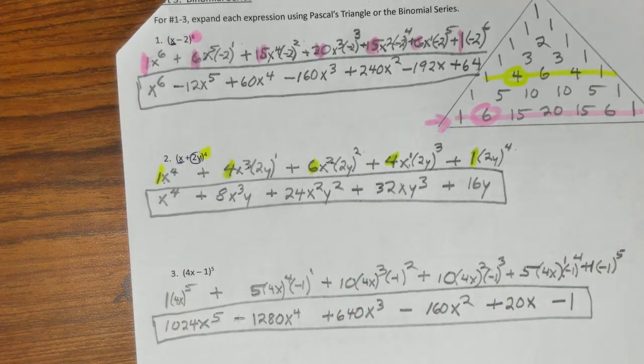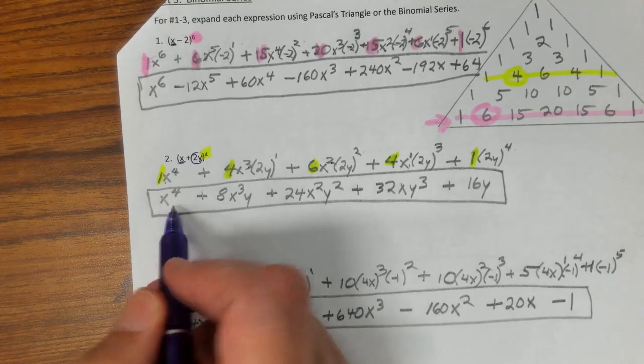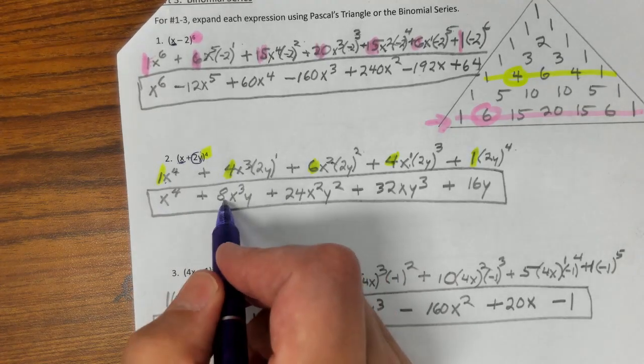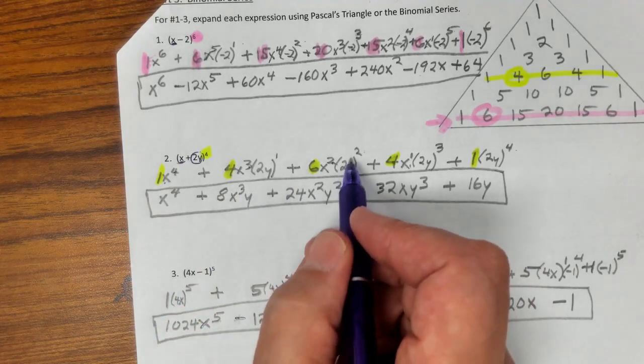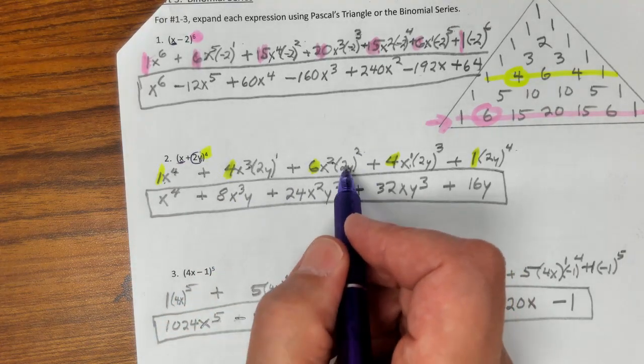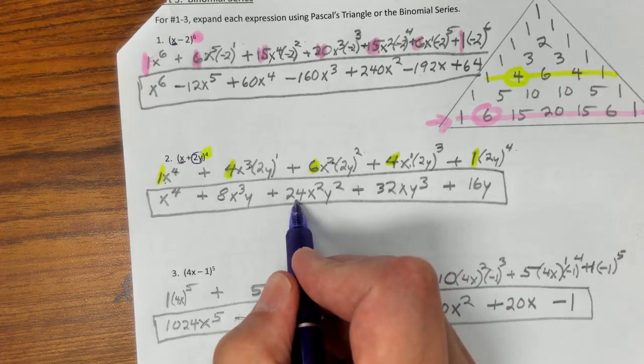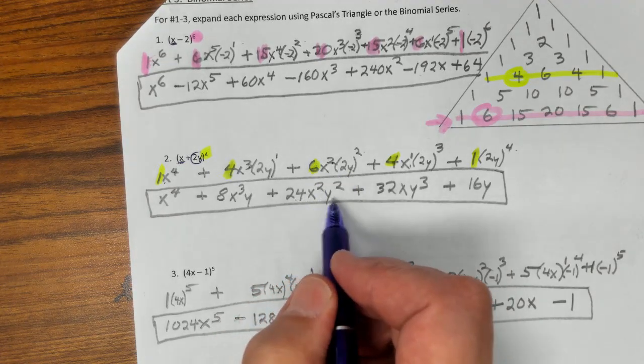Now you've got to be real careful about simplifying this. That one's easy. But here you're going to do 2 times 4, which is 8. You have an x^3 and you have a y^1. Do the exponentiation here first. 2 squared is 4. 4 times 6 is 24. And then we have an x squared and a y squared.